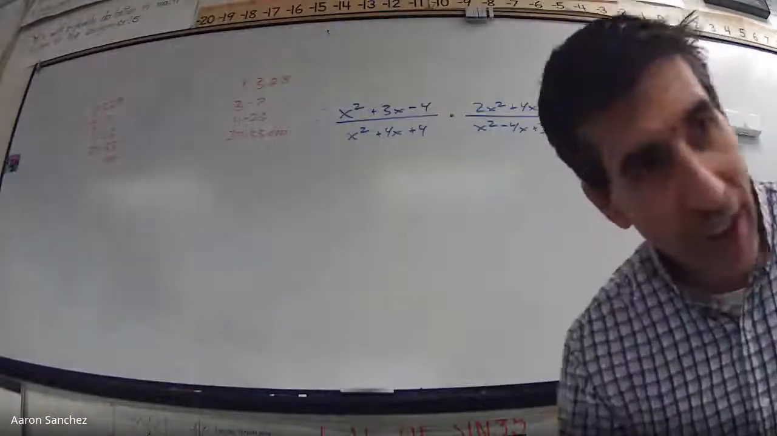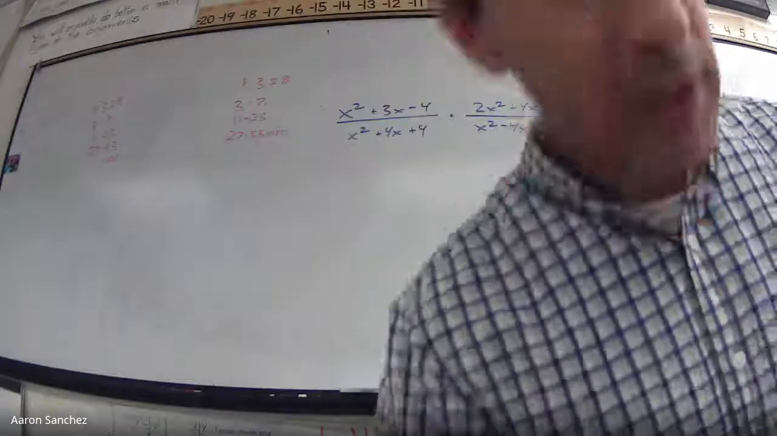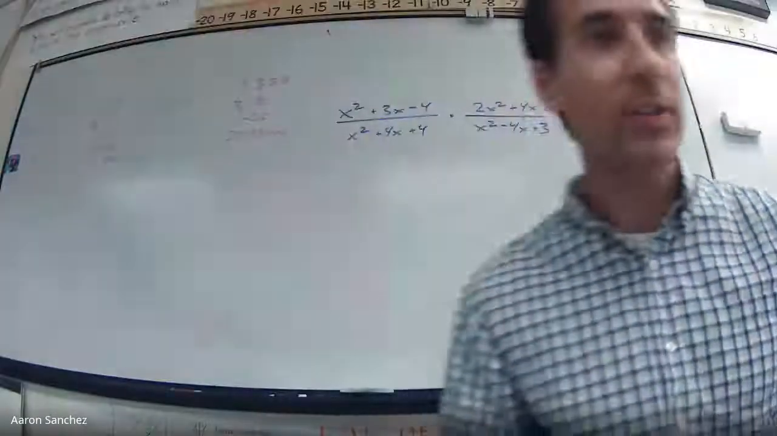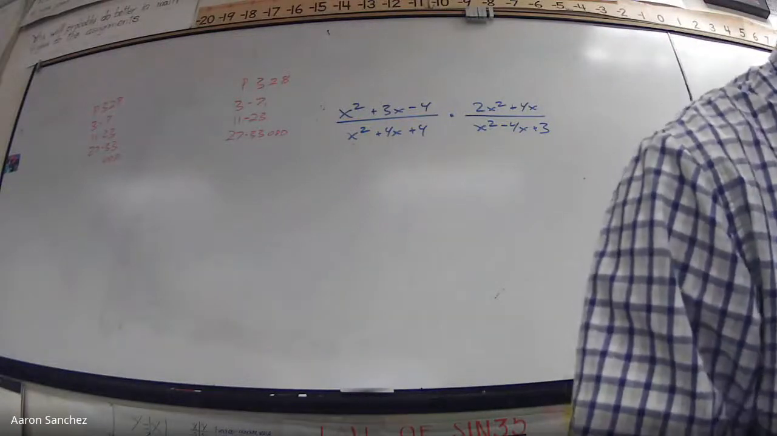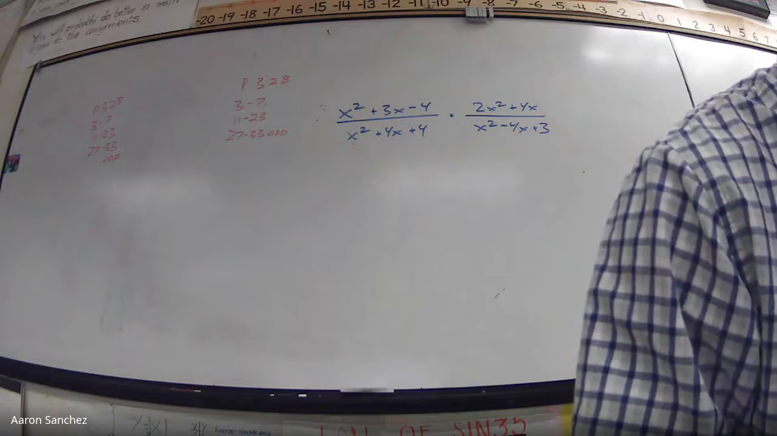Okay, so we have to multiply this. So we factor, then cross out, factor, then cross out, right?